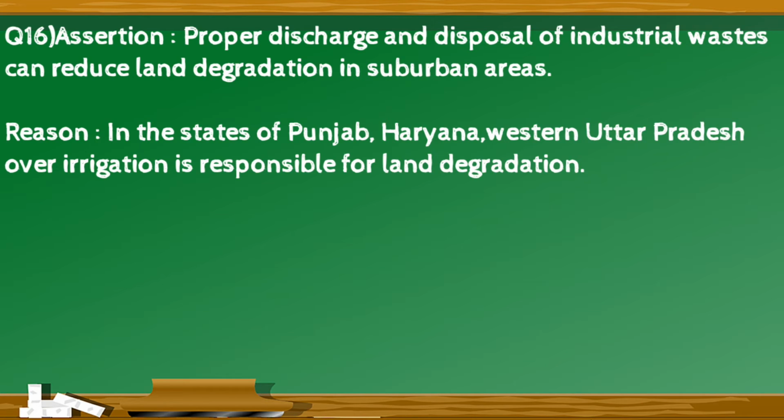Question 16. Assertion. Proper discharge and disposal of industrial waste can reduce land degradation in suburban areas. Reason. In the states of Punjab, Haryana, Western Uttar Pradesh, over irrigation is responsible for land degradation.